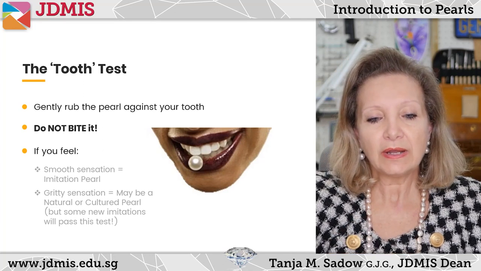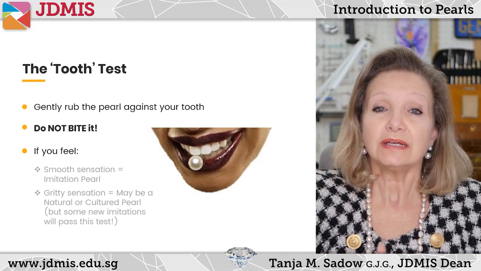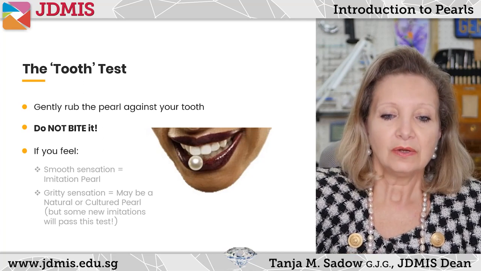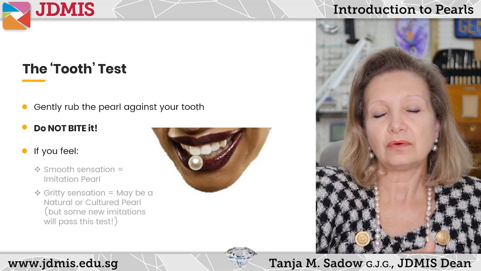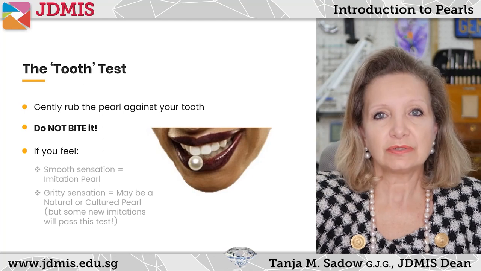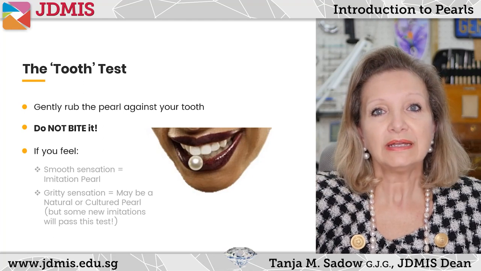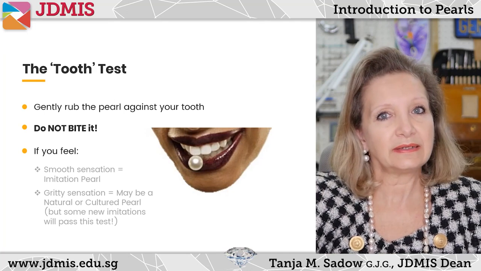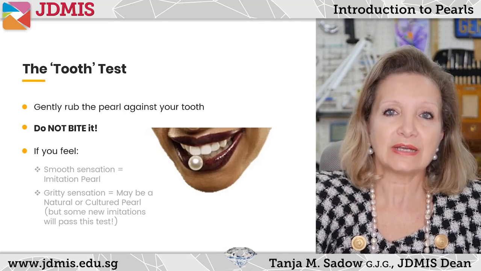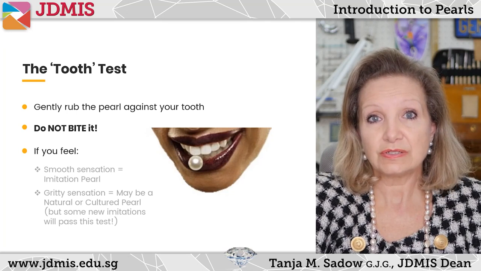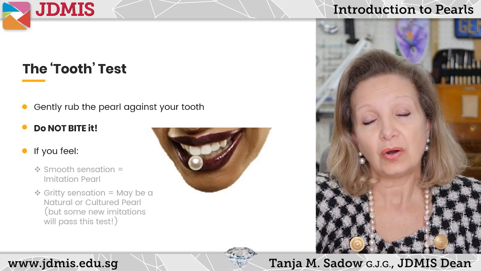The other time when you should do a tooth test is when you've got pearls that have been handed down from your mother, or from your grandmother to your mother, and so forth. Because then, rather than take them to the lab and spend a lot of money, if you do a quick tooth test first, you could quite quickly identify whether they were imitation or not. You're not going to be able to tell whether they're natural or cultured, because they will feel the same on the teeth.